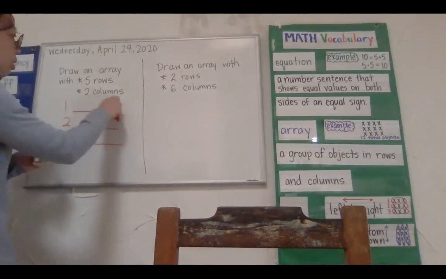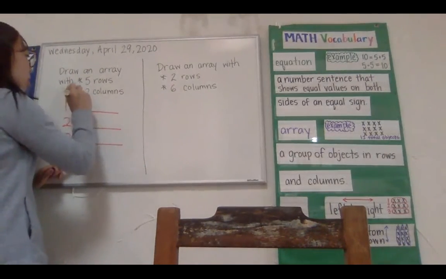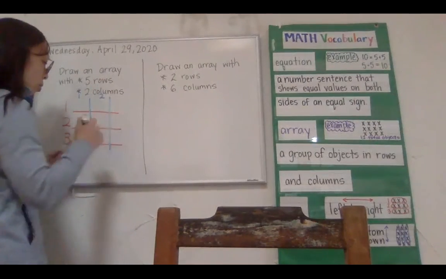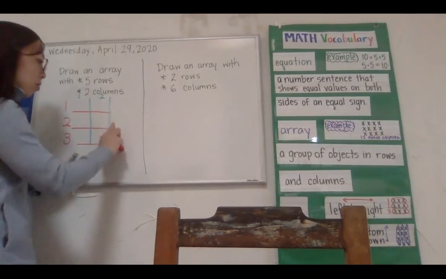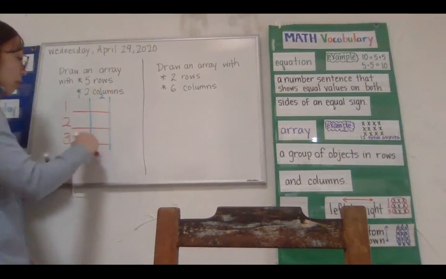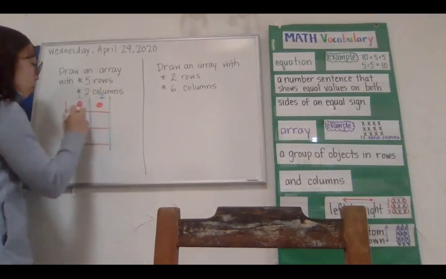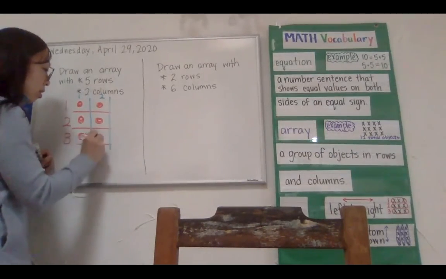But now I need to draw 2 columns. Columns go up and down. So I start at the top. It's going to go up and down in 2 columns. So now I know I'm going to have each of these boxes filled here. Just these ones here that I have. So I'm going to have 1, 2, 3, 4, 5, 6.